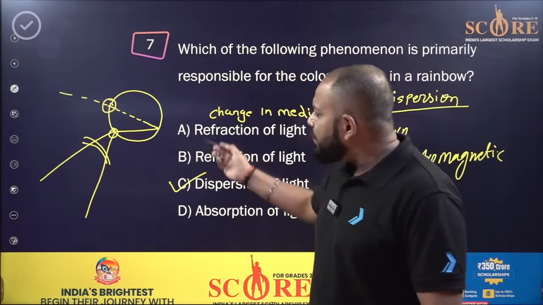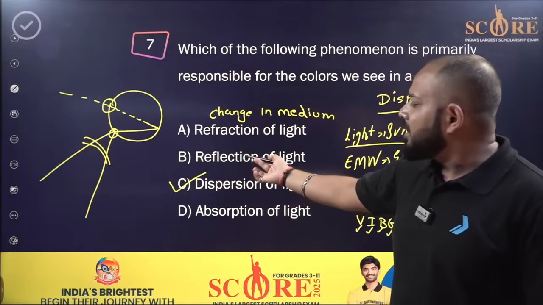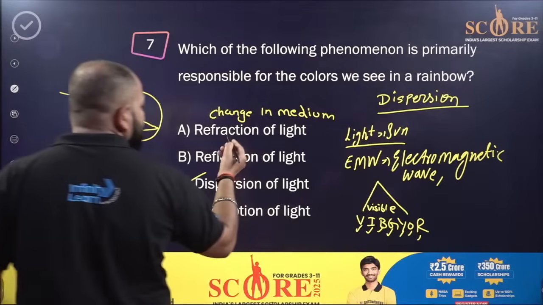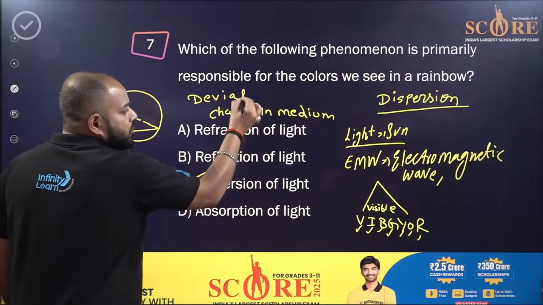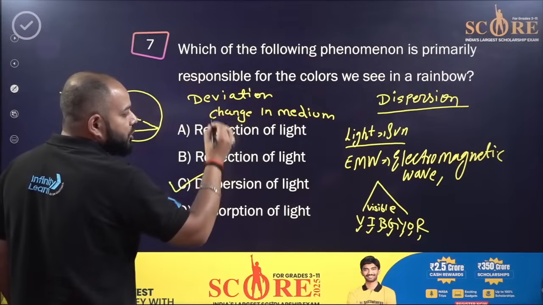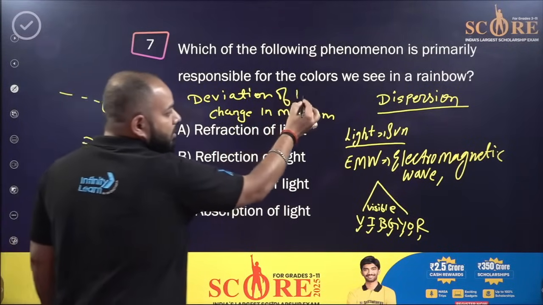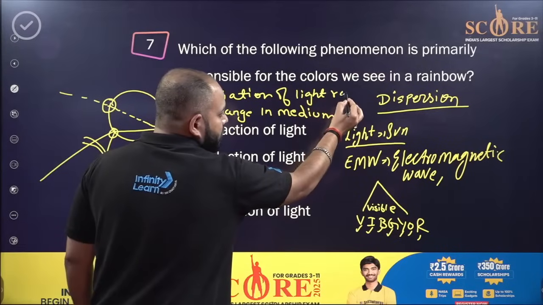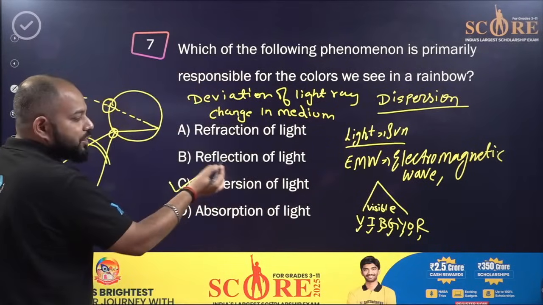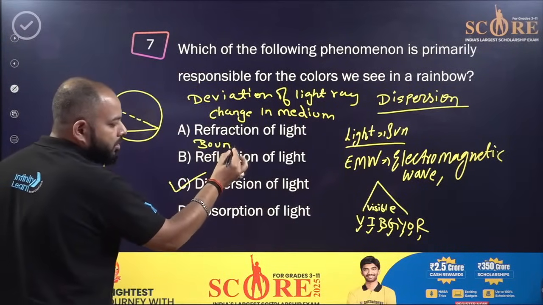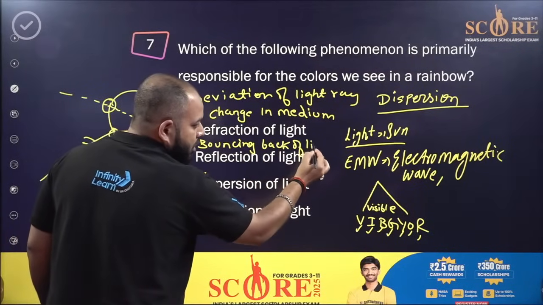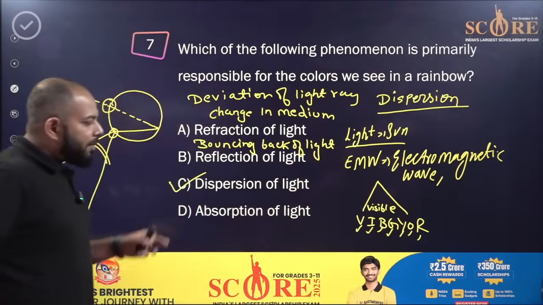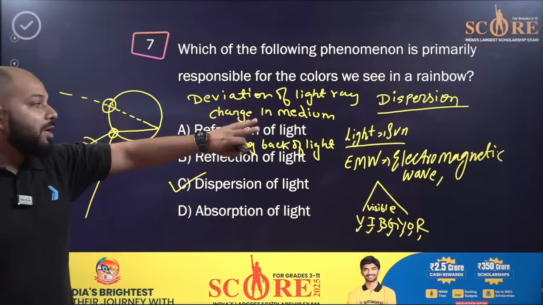So reflection and refraction also occur. Reflection is the bouncing back of light. Refraction is the change in medium, and that is the deviation of the light ray. So you got to know about the deviation of a light ray, and reflection is the bouncing back of a light ray. Reflection happens in the same medium, refraction happens across two different mediums.